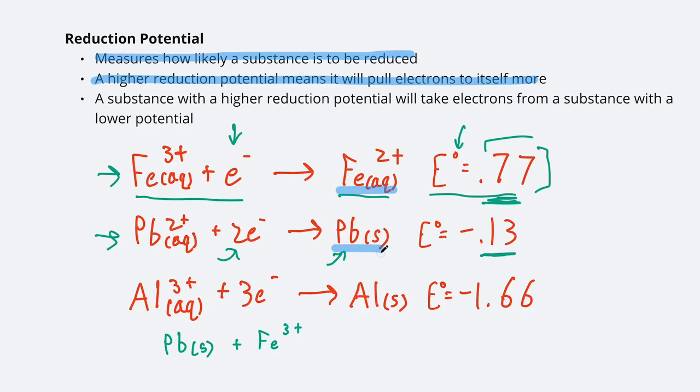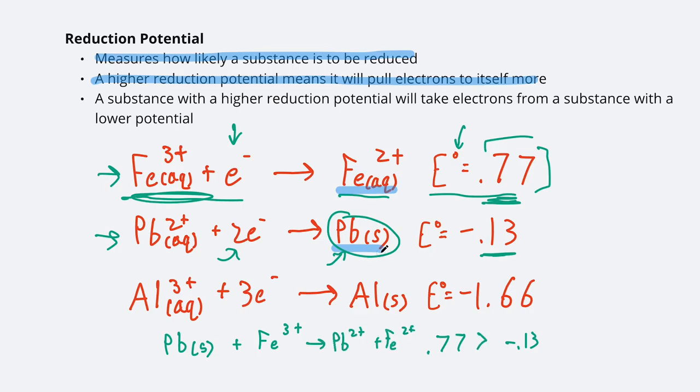So when we compare those values, the way we want to think about this is iron 3+ is going to pull electrons with a power of 0.77, and then solid lead is going to hold on to electrons with a power of negative 0.13. Obviously, the 0.77 is stronger, so that means that the iron will successfully be able to pull electrons from solid lead.